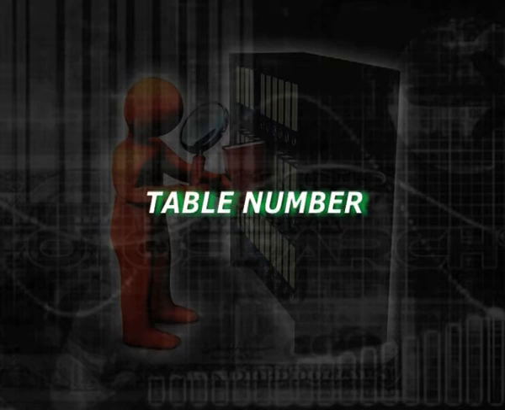The number of parts of a table may vary from case to case depending upon the given data. But a good table must contain at least the following parts. The first one, table number. Each table should be numbered.